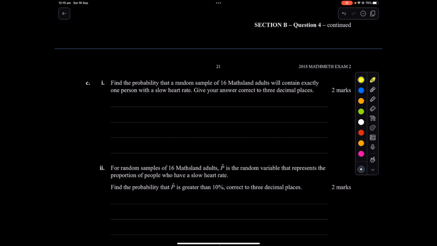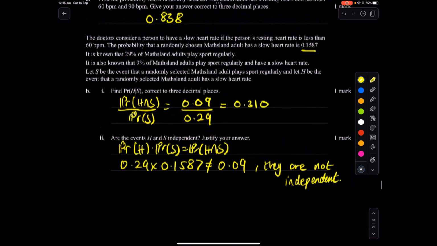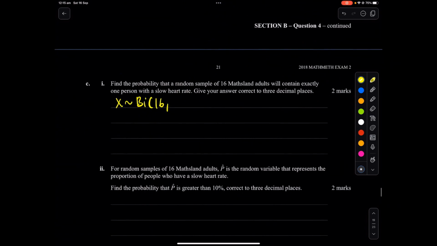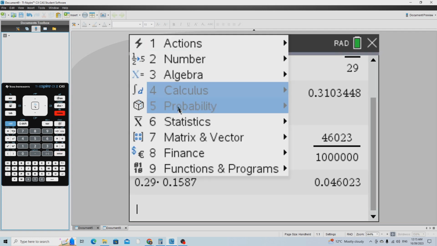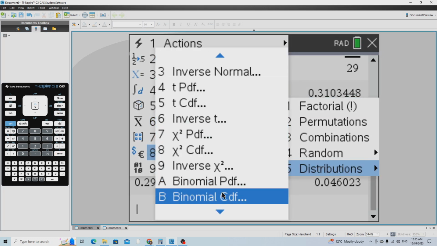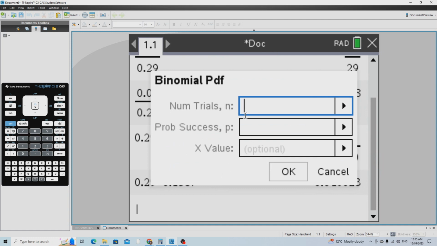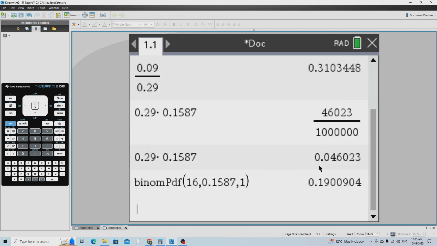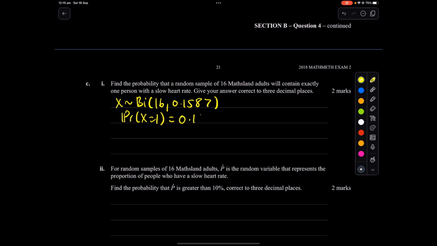Okay, so we know that, let's say X is binomially distributed. We know that there's 16 people and we want slow heart rate. So the probability was what? 0.1587. So we want the probability that will contain exactly one person. So X equals 1. Doing our calculator. So menu, probability, distributions, binomial PDF. Our number of trials is 16. Our probability of success is 0.1587. Our X value is 1. So it's this. To 3 decimal places, that's 0.190.